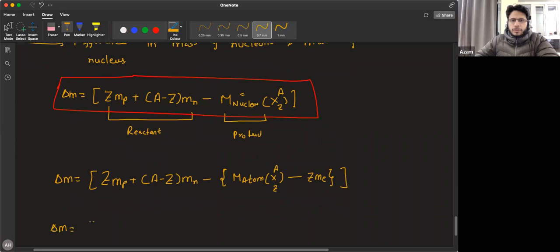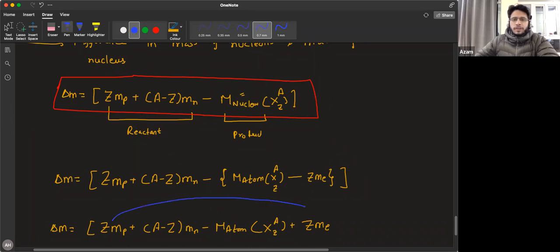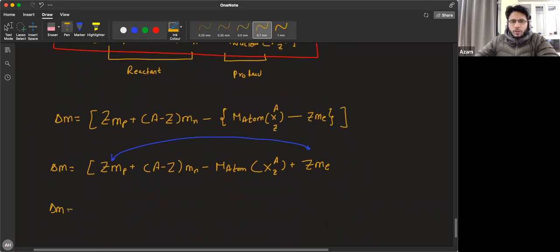So delta M is Z times mass of proton plus (A minus Z) times mass of neutrons minus the mass of atom, which is X with A and Z, plus Z times mass of electron. Just look at the first term and the last term. You can take Z common here. Then you are left with mass of proton plus mass of electron, plus (A minus Z) times mass of neutrons, minus mass of atom X.